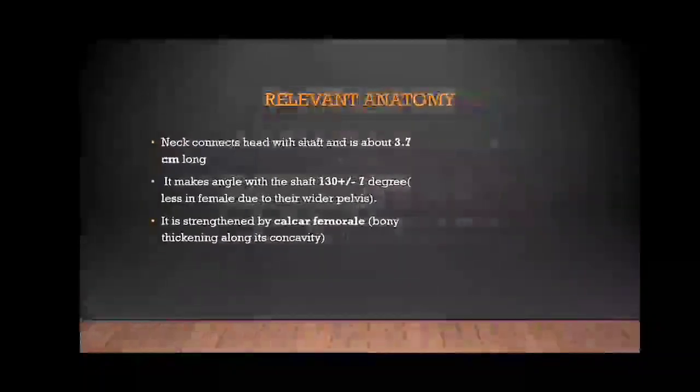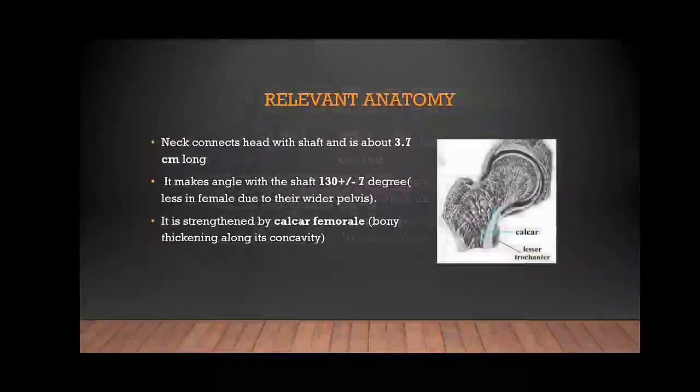Again, relevant anatomy related to the fracture. The neck connects the head with the shaft and is about 3.7 centimeters long. It makes an angle with the shaft of 130 plus or minus 7 degrees. The angle is less in females due to the wider pelvis. It is strengthened by the calcar femorale, a bony thickening along its concavity. As you can see, there is a bony thickening along the inferior border near the lesser trochanter, called the calcar.